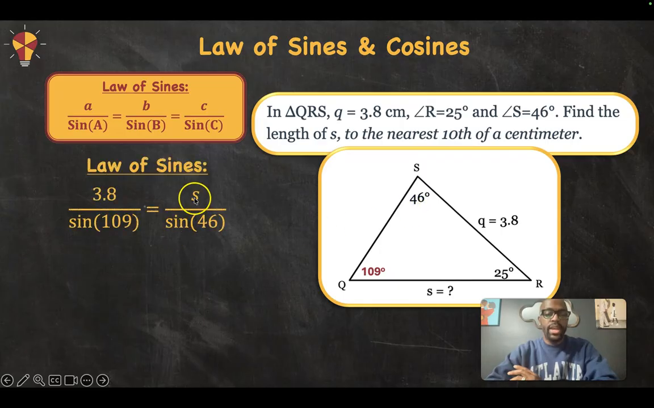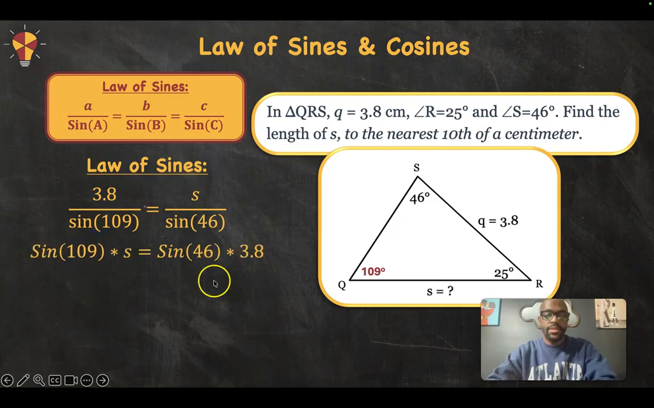Notice that we only have one variable that's unknown here. So we should have one missing value, and then we can evaluate said value. From here, you would just cross multiply and evaluate. So we're going to take 3.8 times sine 46 equal to sine 109 times S, and we would get this.